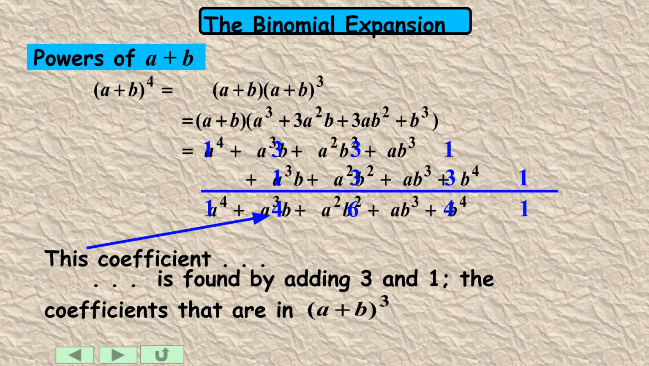For the expansion of a plus b to the power of 4, the second coefficient, 4, is found by adding the coefficients 3 and 1 from the previous expansion, a plus b cubed. Similarly, the third coefficient, 6, is found by adding the coefficients 3 and 3 from the row above. This pattern shows a systematic way to find the coefficients.